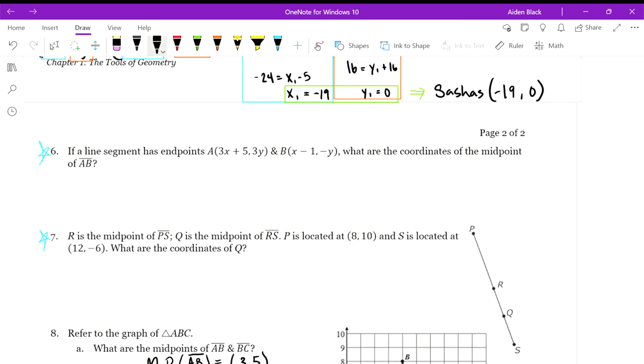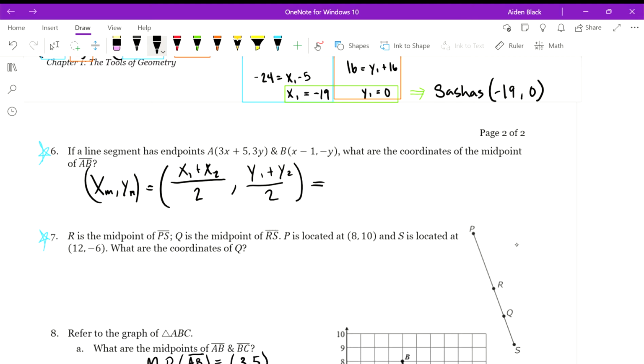Now when you see this, you assume you're going to look for the values of x and y, but let's just start out with the midpoint formula. As we're finding the x coordinate of the midpoint and the y coordinate of the midpoint, which we know is x1 plus x2 divided by 2, and then y1 plus y2 divided by 2. It's essentially just the averages of the x values and then the averages of the y values.